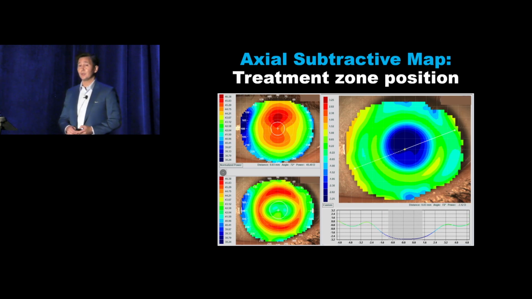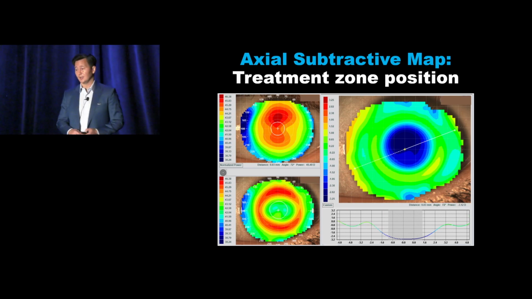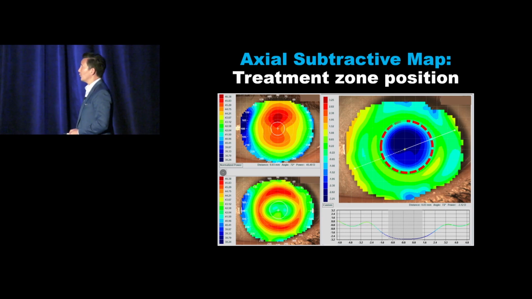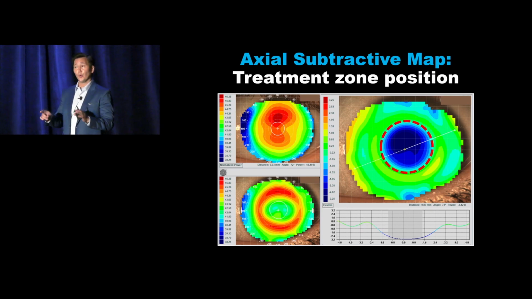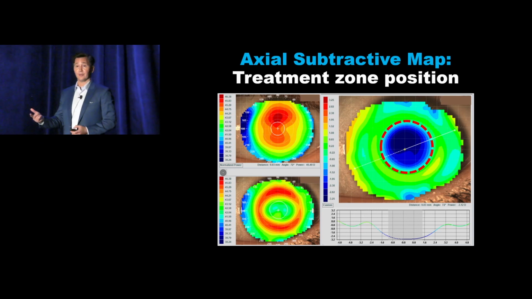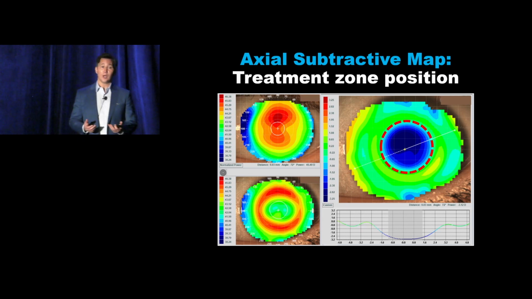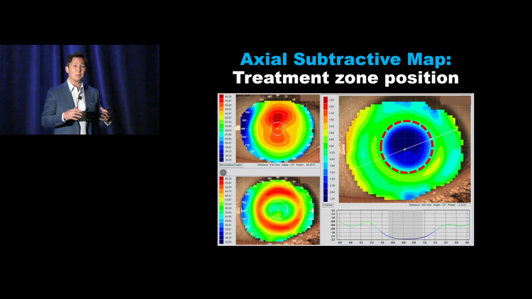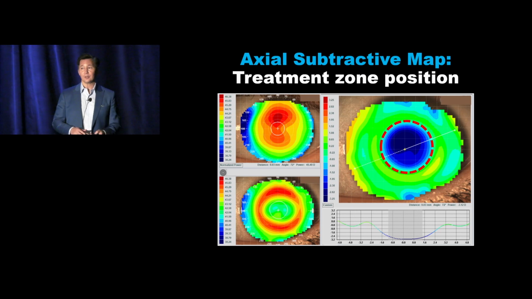Next is treatment zone position and size. And you might follow this red ring, the green-blue border, where you have the extent of your treatment area. And that tells you both the position. It will tell you about vision. If the treatment area is decentered or too small and the patient is visually struggling, you know why. It's because our treatment zone isn't big enough or isn't centered enough for the patient.